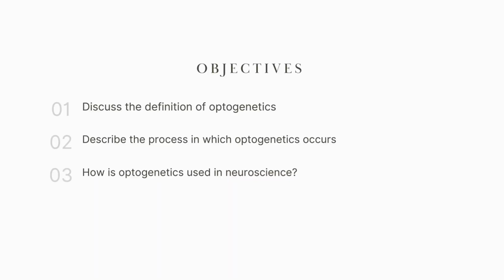So, for this video, we're going to be discussing the definition of optogenetics and how it occurs, as well as how it's used in neuroscience, more specifically in current research.